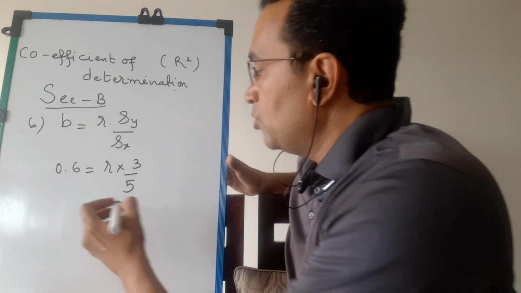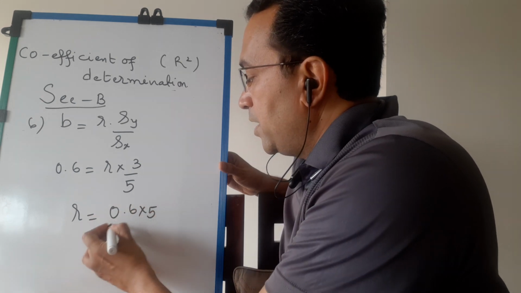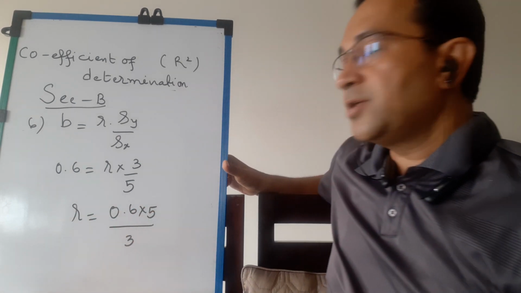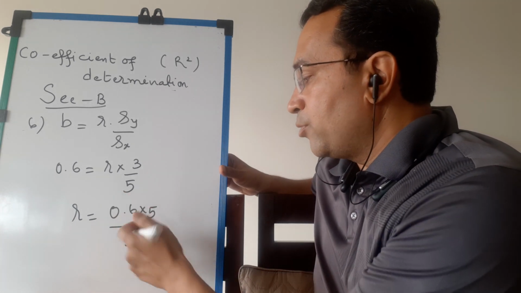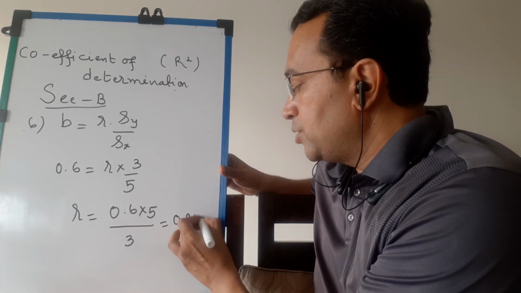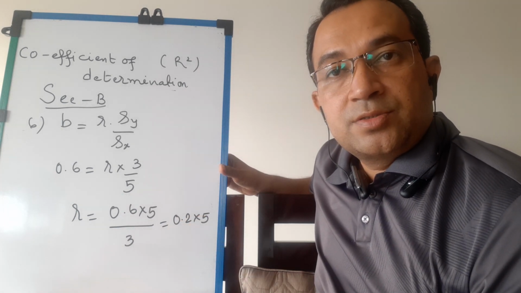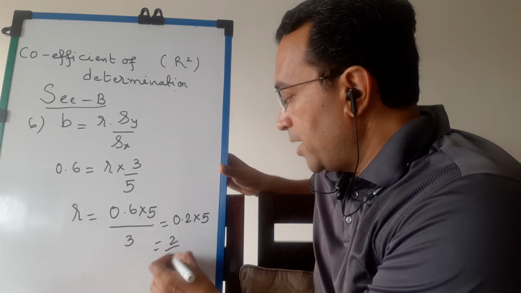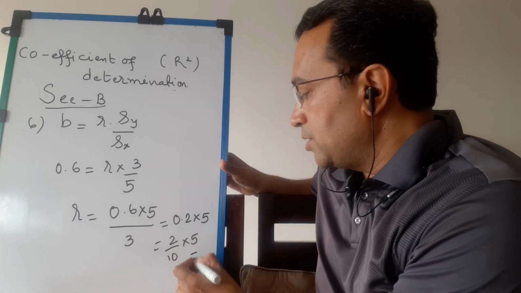So R will be how much? 0.6 into 5 divided by 3. So this will be 6 by 10 into 5 by 3, so 0.2 into 5. Isn't it, students? Now 0.2 is 2 by 10 into 5. So the answer is 1.